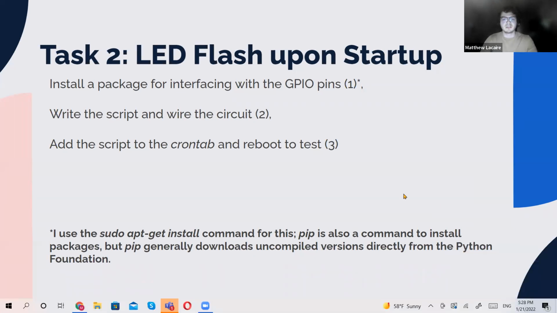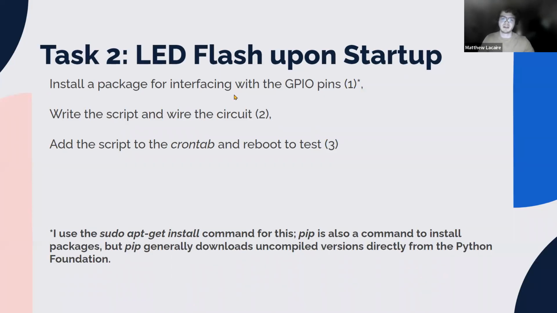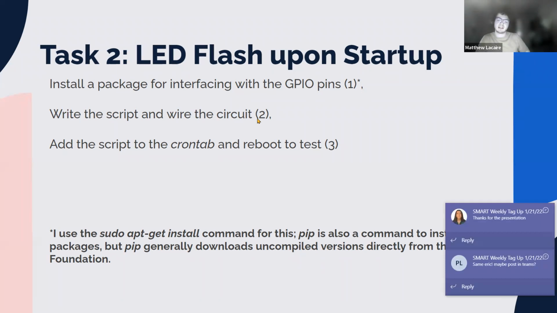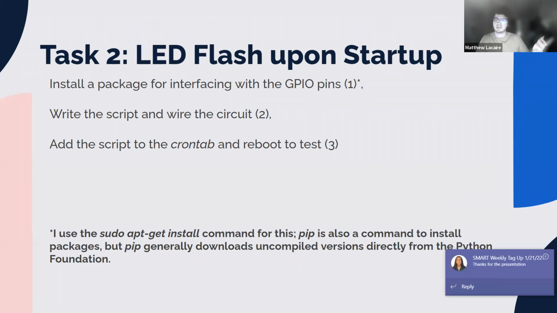So the protocol for doing this is first, we're going to have to actually install a package, because by default, Raspberry Pi does not generally connect with GPIO pins just out of the box. And then we're going to write a script and wire the circuit up itself. I didn't show the circuit being wired. You can just imagine it's connecting an LED with a small resistor of the right size and then putting that to the ground on the board, right?